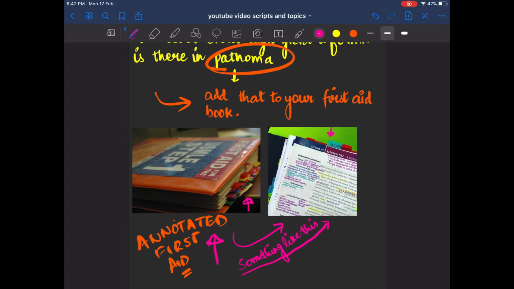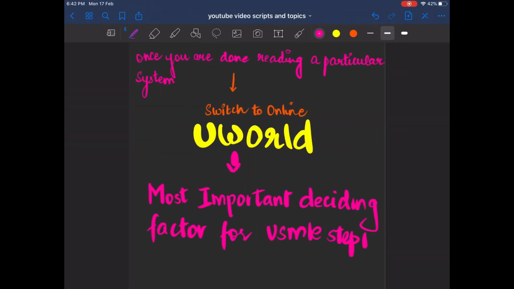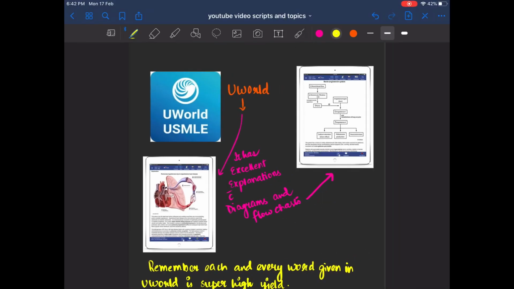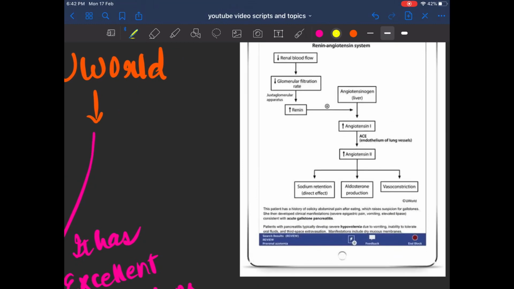Annotation means that you are adding information from some other book into your First Aid. The next step is, once you're done reading a particular system, you have to switch to online UWorld. Now the third backbone of USMLE Step 1 is UWorld. UWorld is the most important deciding factor for USMLE Step 1. Now I have made this interesting slide. This is the UWorld logo, and I have shown you how it basically looks.